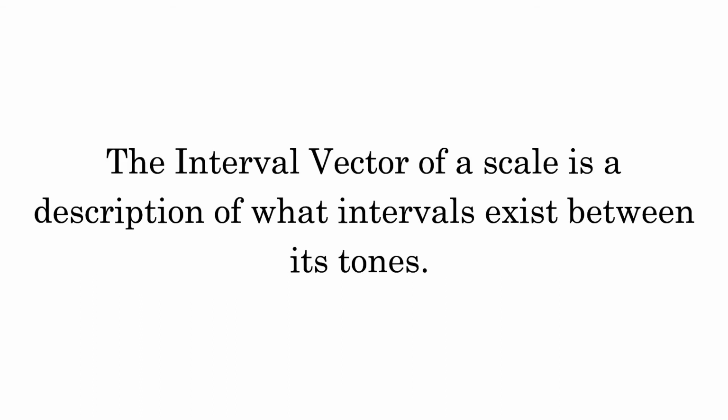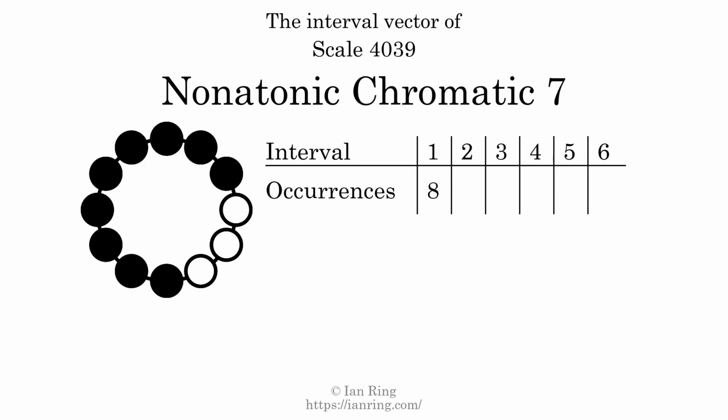The interval vector of a scale is a description of what intervals exist between its tones. There are 8 intervals with the size of 1 semitone. They are here, here, here, here, here, here, here, and here. There are 7 intervals with the size of 2 semitones. They are here, here, here, here, here, here, and here. There are 6 intervals with the size of 3 semitones. They are here, here, here, here, here, and here.